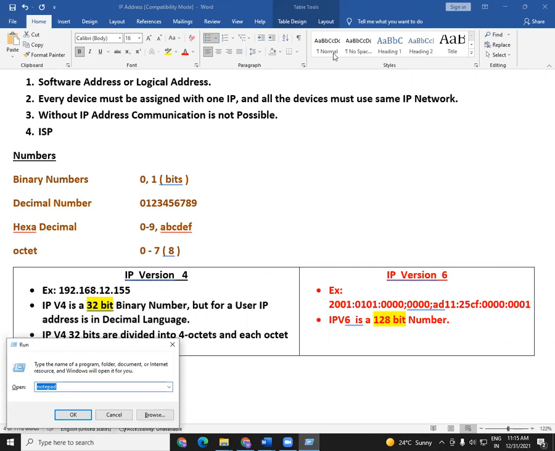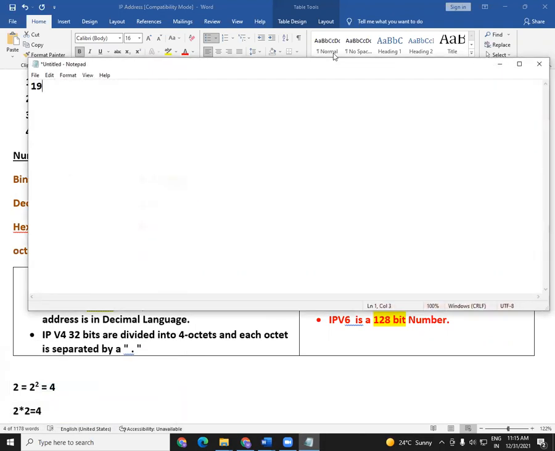Yesterday we have seen this, right? Let us go there again. 192.168.1.1. This is your decimal. Binary will be like this.